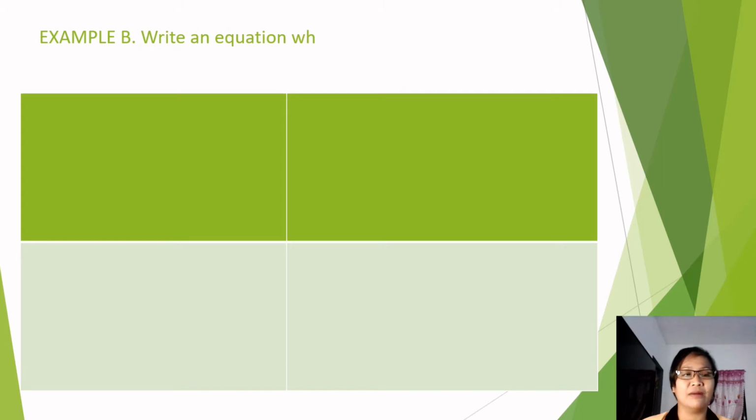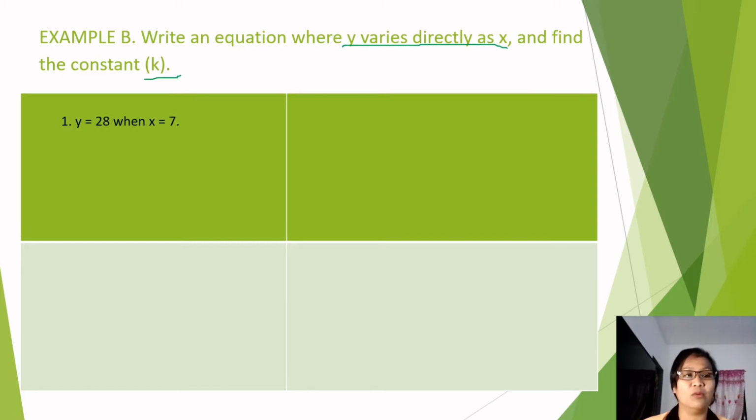Example, letter B. Write an equation where y varies directly as x. Find the constant k. Main equation natin, which is y varies directly as x. First example, number 1, y is equal to 28 when x is equal to 7. So, ang equation natin ay y is equal to kx from here. And then, para makuha natin si k, i-divide natin ang main equation by x. Kung ano yung katabi ni k, yun ang i-divide natin both sides from here and here.